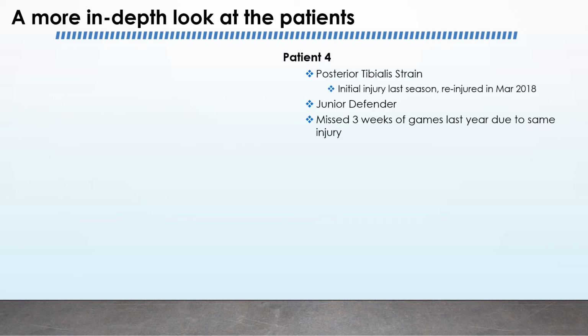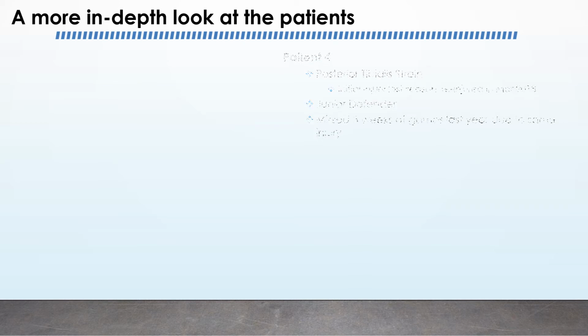Patient number 4, moving on to our lower extremity injuries, is my junior defender who had a posterior tibialis strain that she initially injured last season and caused her to miss about 3 weeks of games last year because of this injury. She re-injured it during our 5-week span of games in March of 2018, but she continued to play through it. Every time I asked her how she was, she's like, well, I'm okay. So tough kid who led our team in ground balls and turnovers this year.